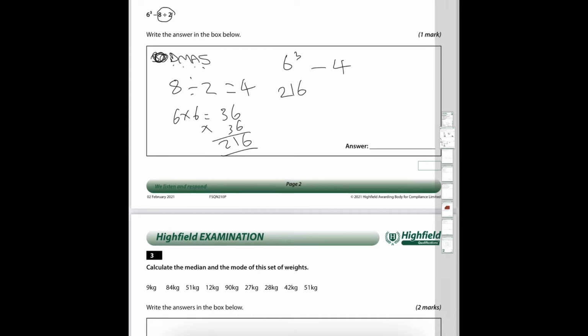So 216 minus 4, that's the 6 cubed, which is 216. So the answer is 212. So we have to get that calculation right. If we did 6 cubed minus 8 and then divided that whole calculation by 2, we'd have a much different result. So the answer is 212, and if you follow this route, this DMAS, and make sure the calculation is done in that order, any calculation you see like this should be done that way.